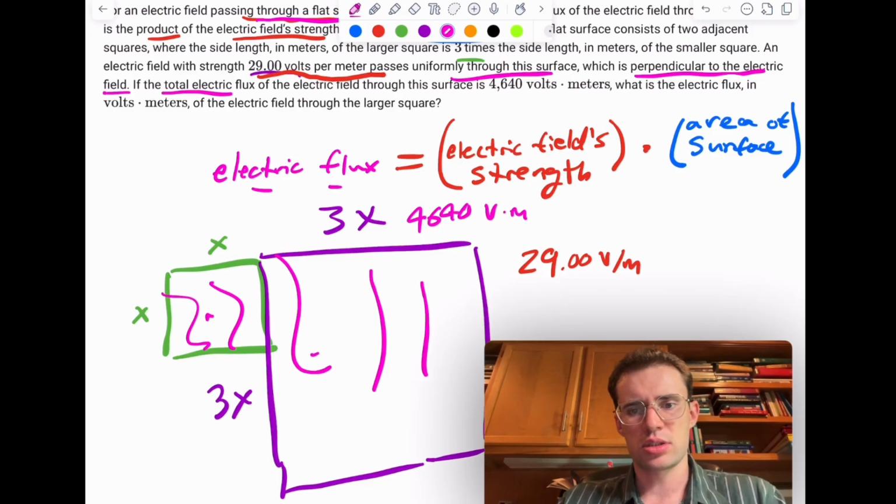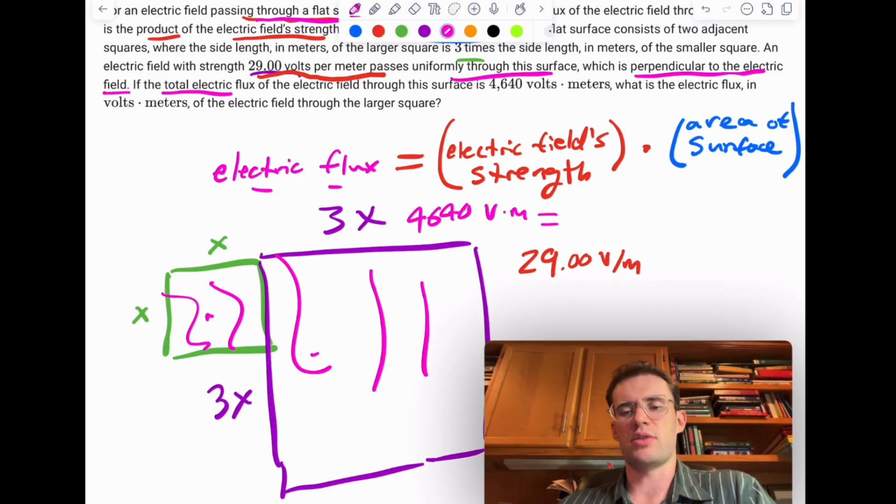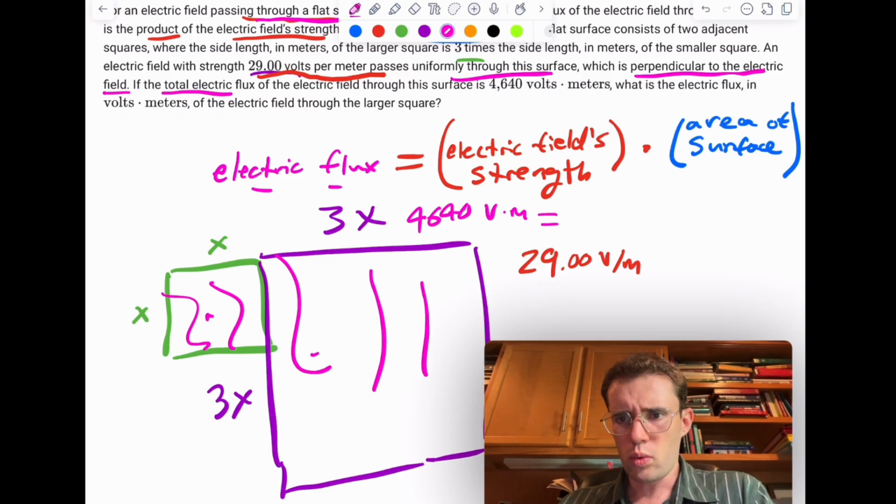So volts times meters is equal to this 29.00 volts per meter times the area of the surface. Does that make sense? Because area of the surface will be in meters squared. If you multiply volts per meter times meters squared, it'll get rid of the meters in the denominator, and multiply by an additional meter, which gives you volts meters. Okay, that makes sense. What is the electric flux in volts meters of the electric field through the large square?